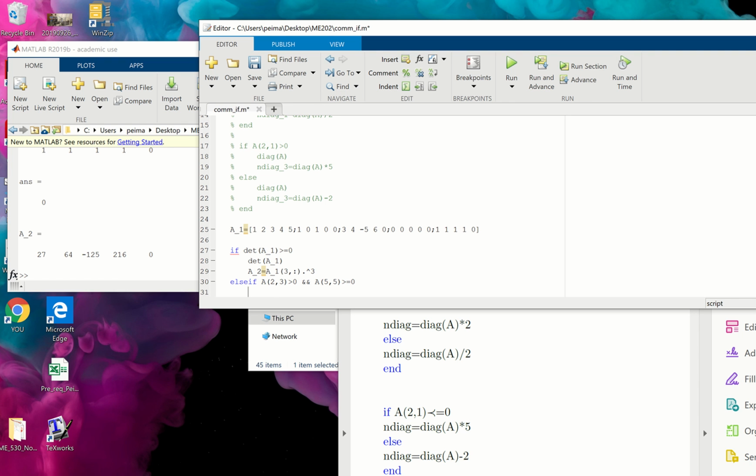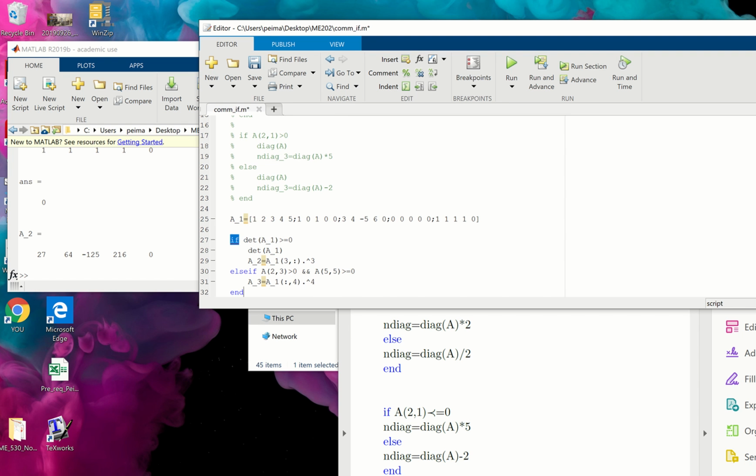So when I say and, this condition and this condition, both must be satisfied. Both must be. Else if this, now I'm saying A3 is matrix A1, then, as I taught you, the fourth row and all the rows of the fourth column to the power of 4. Let me see what it gives. Understand? Now let us see, guys. Here we go.